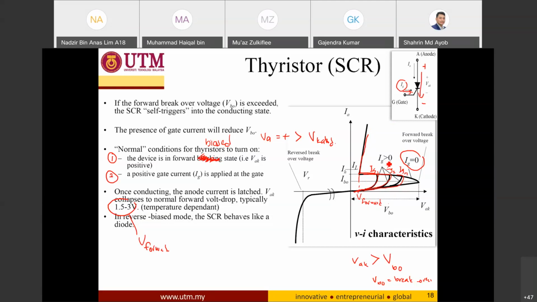When it is reverse biased, meaning that the cathode is positive compared to the anode, the current is actually zero. So the SCR will turn off. There will be no current here, and when your VAK is much higher than VR, it will damage the SCR. So please make sure that the voltage across the device should be smaller than VR. This one is V reverse. So there is a limit. This is the maximum, and this is also the maximum when it is reverse biased. So please do not exceed these maximum values.